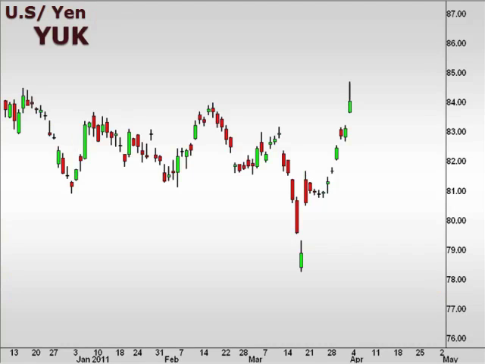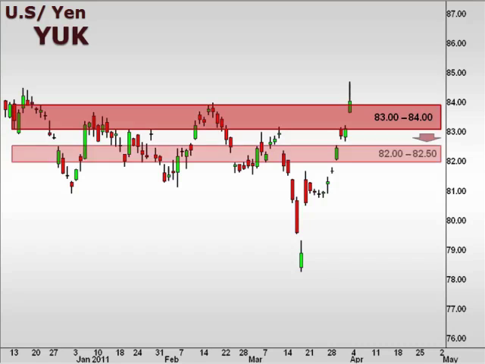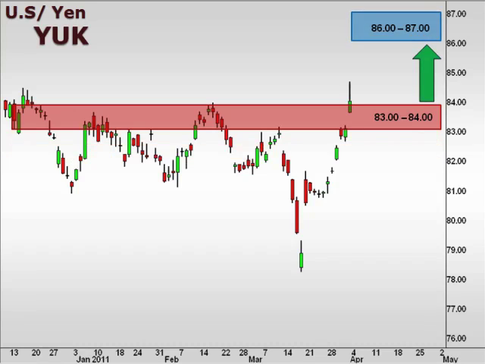Let's take a look at the YUK, the U.S. versus the Japanese yen. Well, the YUK continued higher last week, but closed just on that 84 resistance level. We are likely to see a retracement after such a significant move higher, which could slip back down to test support at the 82.5 level. A continuation above 84 is likely to follow through with a test of 87.